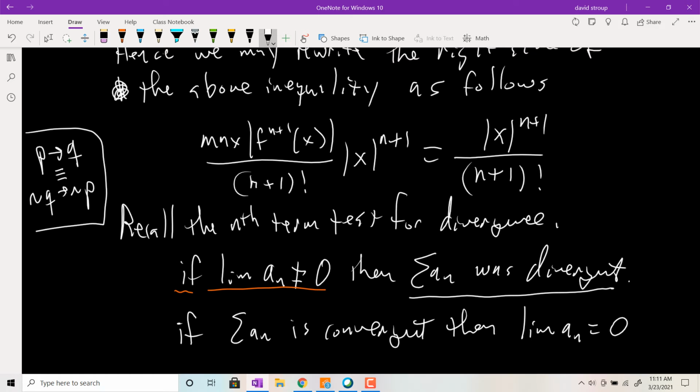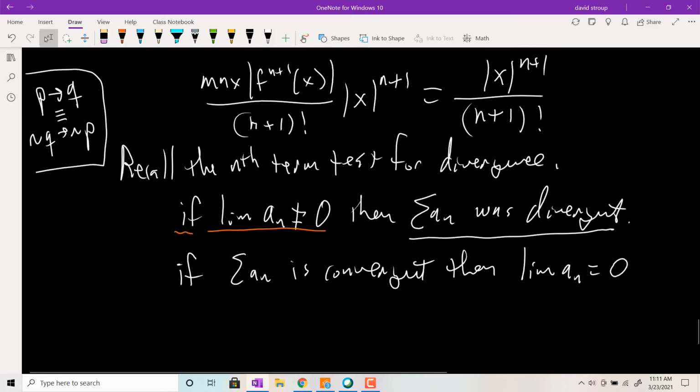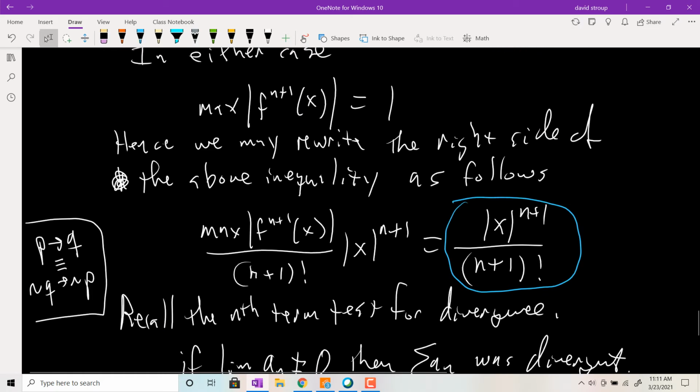Okay, so in other words, if I can show that the series that has these terms that I'm encircling in the blue circle is convergent, then that means the limit of that thing in the blue circle is 0. And that's what I'm trying to show, right?